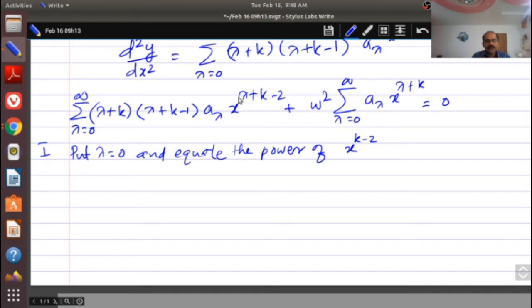So once you put lambda equal to 0, the power is x raised to k minus 2, and the coefficient is simply obtained by putting lambda equal to 0 in this term. So it is k into k minus 1 into a0.